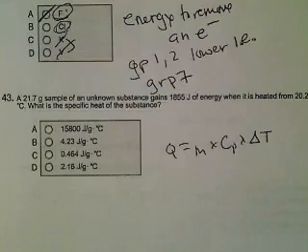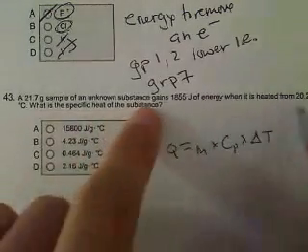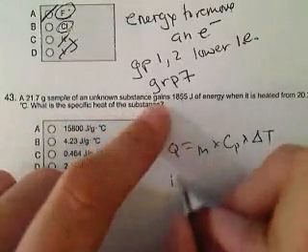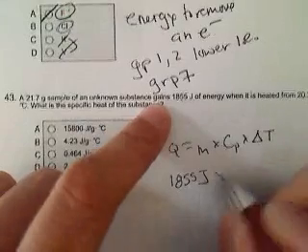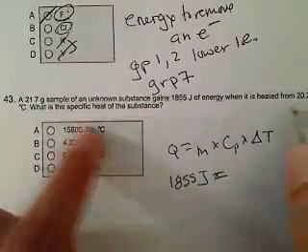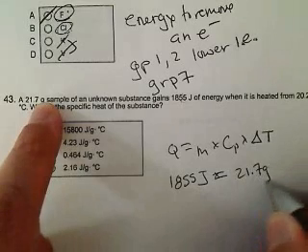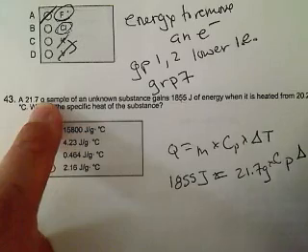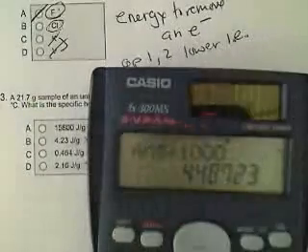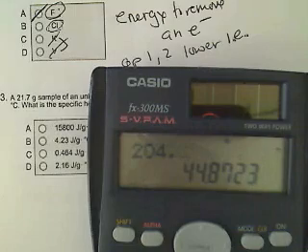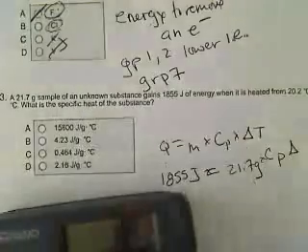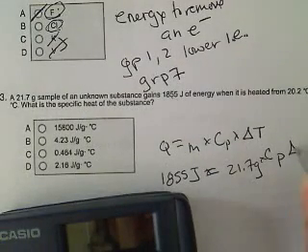All right, so in this case, Q, our energy, I've got 18.55 joules. This equals my mass. I know my mass is 21.7 grams. We don't know specific heat, so I don't know CP, but I know my temperature. It went from 204.5 minus 20.2. So my change in temperature is 184.3.